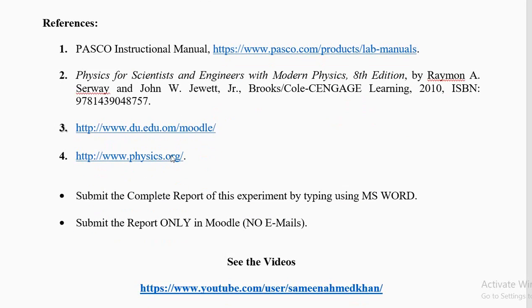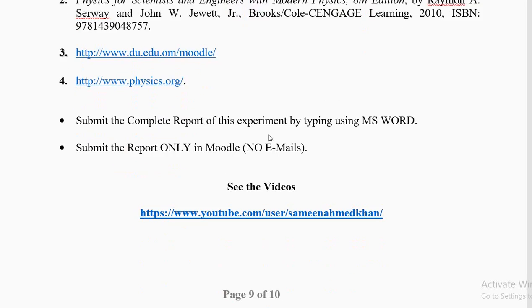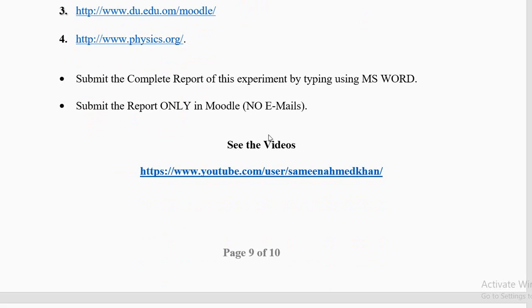Now these are your references. PASCO instructional manual. Please go to the PASCO website and have a good look at this manual. Second one is your physics book, Raymond and Serway, which you can use for physics 100, physics 170, physics 210, both the lab and the theory you can finish in that. This is the Moodle website where you'll find our physics notes, and this is a very good website for physics, physics.org. Go through it.